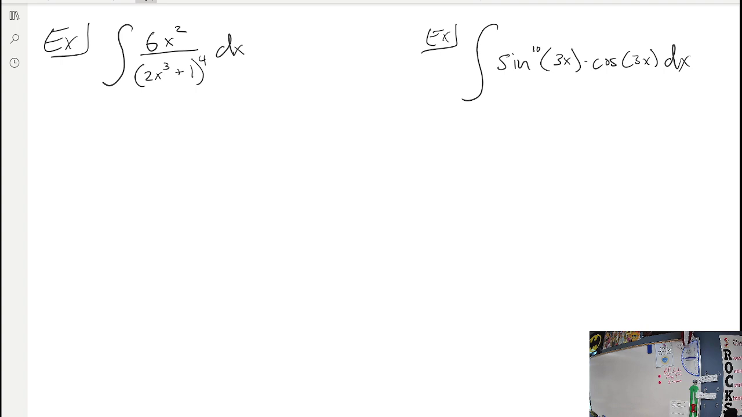The antiderivative, you're good at that. Back to the top where you said U is equal to 2x cubed plus 1. No, no, no, no. How did you get 1?